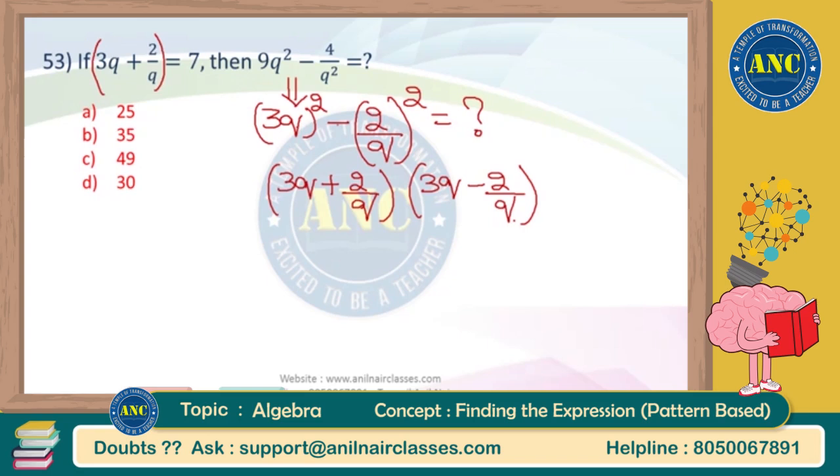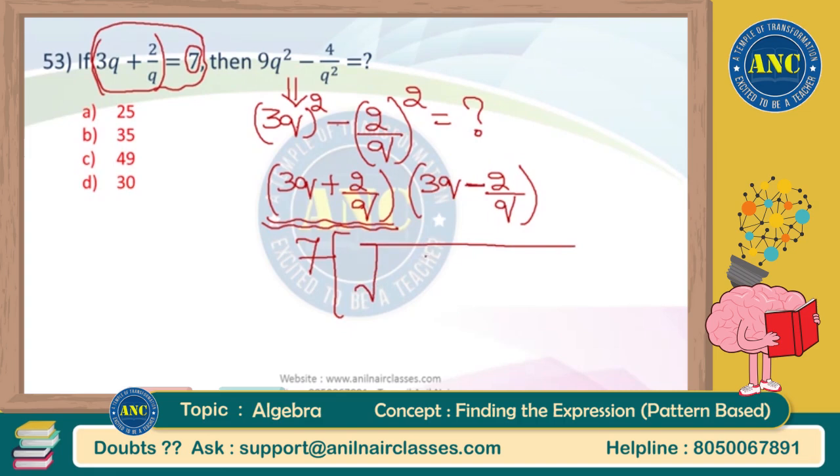But there are 2 terms in what I need to find. Out of those 2 terms, the beautiful advantage in this question is that the first term value is given in the question as 7. 3q plus 2 by q is already known to me. And whenever I know the value of x plus 1 by x, I can easily find the x minus 1 by x value. It is plus or minus square root of k square minus 4ab.